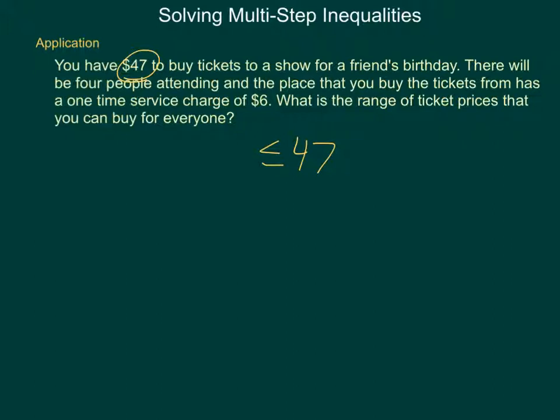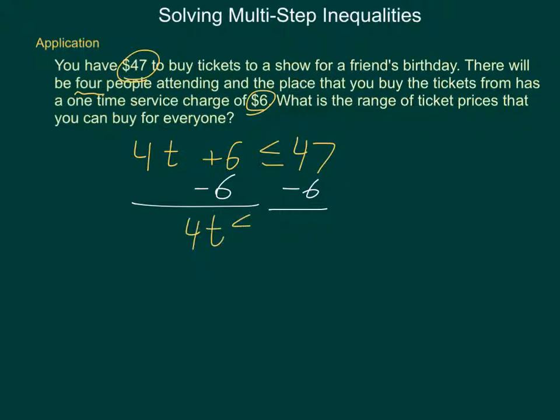There is a one-time service charge of $6, so that's going to be added on to however much I spend, and there will be 4 people to buy tickets. So 4 tickets plus the $6 is less than or equal to $47. Now, if I go through and solve this, it will help me to see how much those tickets can be. So since I have addition, I'm going to subtract 6 from each side. That tells me that 4t has to be less than or equal to $41.